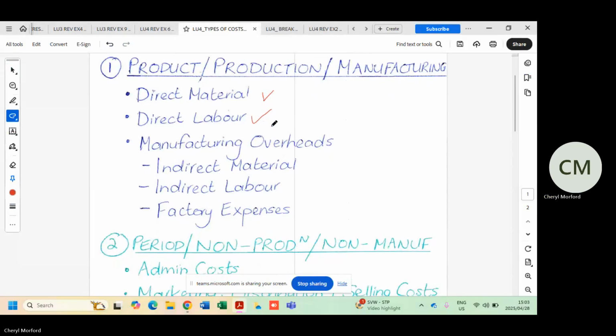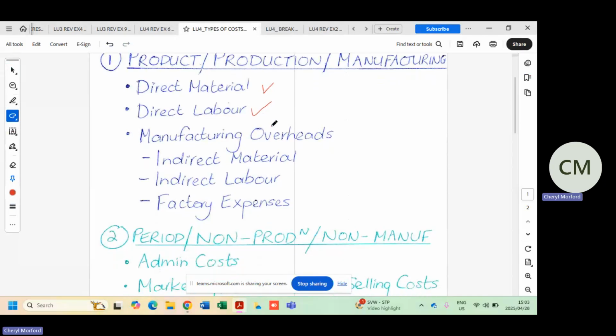Okay. Then we have a third category that is called manufacturing overheads. So the criteria for this is that these costs are incurred in the factory. That's why they are known as product costs. And there are 3 things here. Indirect material, which are other products, materials, which are used in smaller amounts in the production of the finished good.